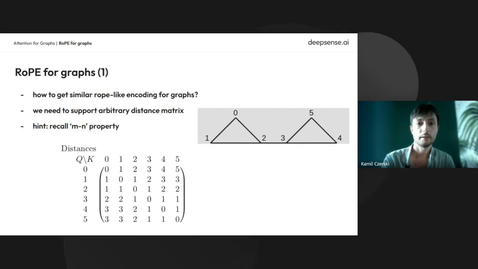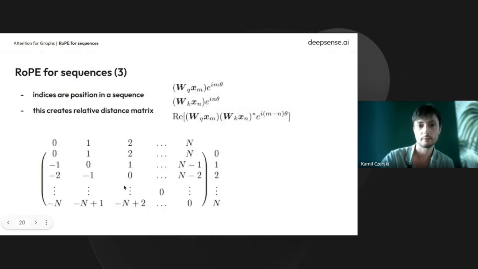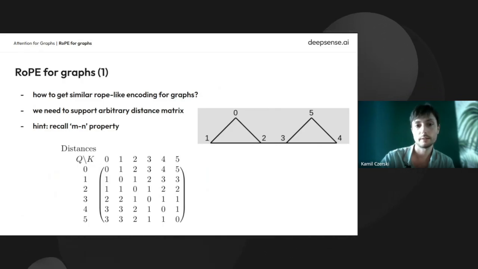And yeah, let's start from a distance matrix for a graph. So here I have some graph and distance matrix, diagonal zeros, each node, here actually keys and queries. This is the distance matrix, so it's like the distance between each node. And I would ask you, if we have a distance matrix like this and not this, how could we apply RoPE for graphs? Think about it for a second. I will give you a hint: please recall this m minus n property as a key property.